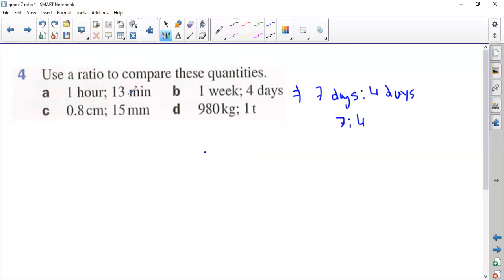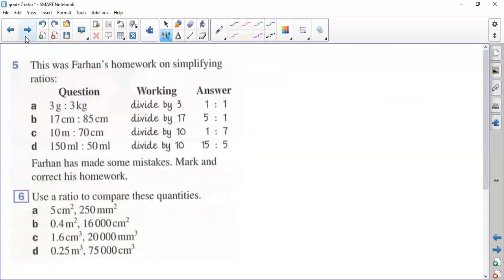In the same way, you can continue with the others. So exercise 4 will be your homework. Exercise 5 and exercise 6 again are your homework. You have to do what? At exercise 5, Farhan on his homework has simplified the ratios. So 3 gram to 3 kilogram, he has divided by 3 and the ratio is 1 to 1. 7 centimeter to 85 centimeter, he has divided by 17 and got the ratio 5 to 1.